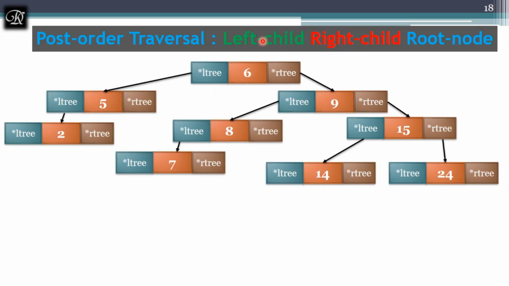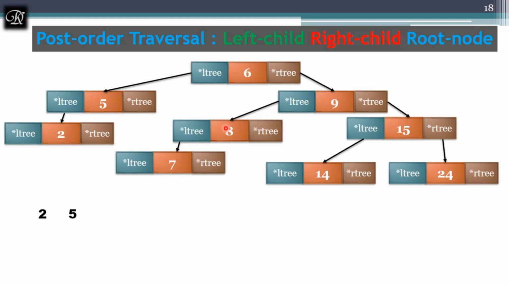As per the rule, 6's left child is 5, and 5's left child is 2. There is no left child for 2, so print it. There is no right child for 2, so go back to the root node and check whether there is any right child for it. No, then print its root node. And similarly get back to 6, but it has a right child, so go to the right child.